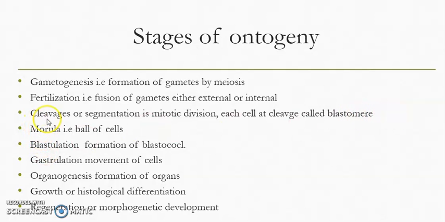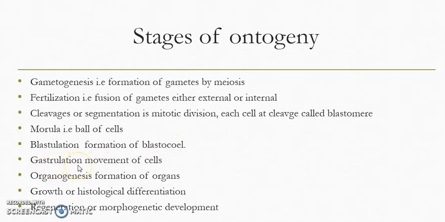Next is called morula. Morula is a ball of cells. After the cleavages, when the cleavages stop, then there is a structure that is called morula, which is a ball of cells. And after morula, there is a stage called blastulation. Blastulation means the formation of blastocoel, which is a cavity formed between the blastomeres. An animal at that stage is called a blastula.